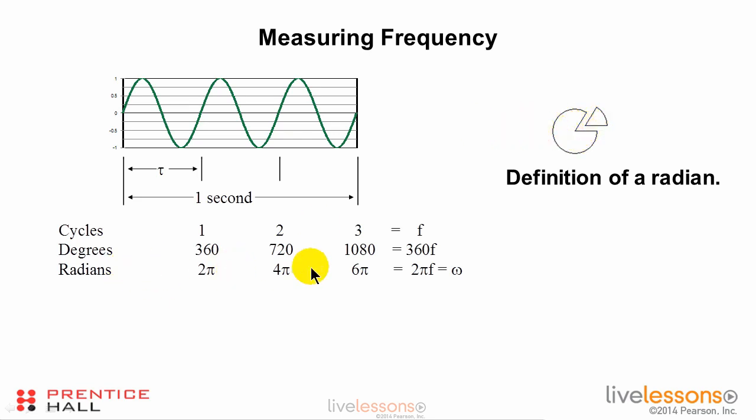So if we count the number of radians we're going through here, there's 2 pi, there's 2 more pi for 4 pi, there's 2 more for 6 pi. We could say that this has gone through 6 pi radians per second, or 2 pi f radians per second. That is a measure of frequency we use in electronics, and we give it the symbol omega. And it's called the angular velocity. Omega is 2 pi f equals the angular velocity.